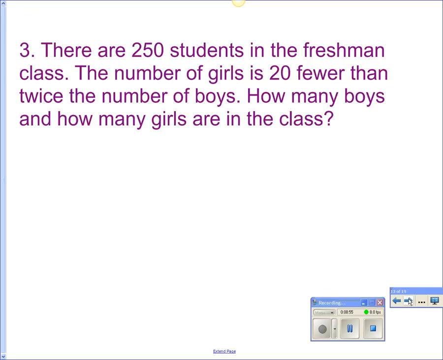Number 3, there are 250 students in the freshman class. The number of girls is 20 fewer than twice the number of boys. How many boys and how many girls are in the class? So always do your x plus y. Always do your x equals and y equals. Always do that step, please. Faith, what do you think x and y are going to be? Girls and boys.